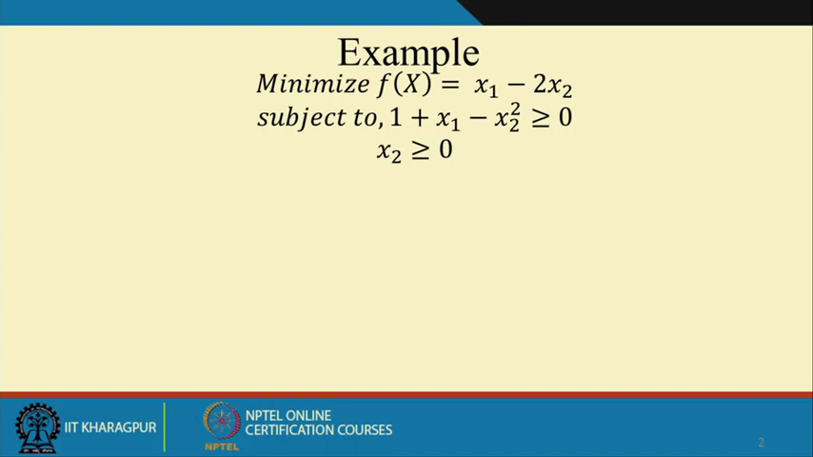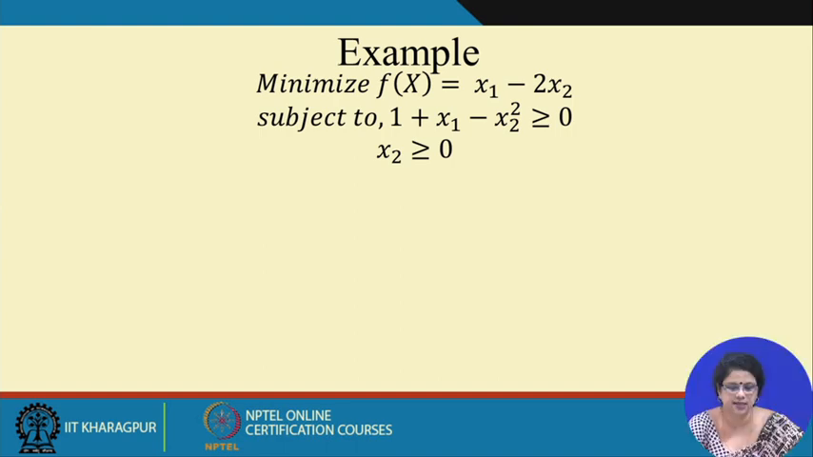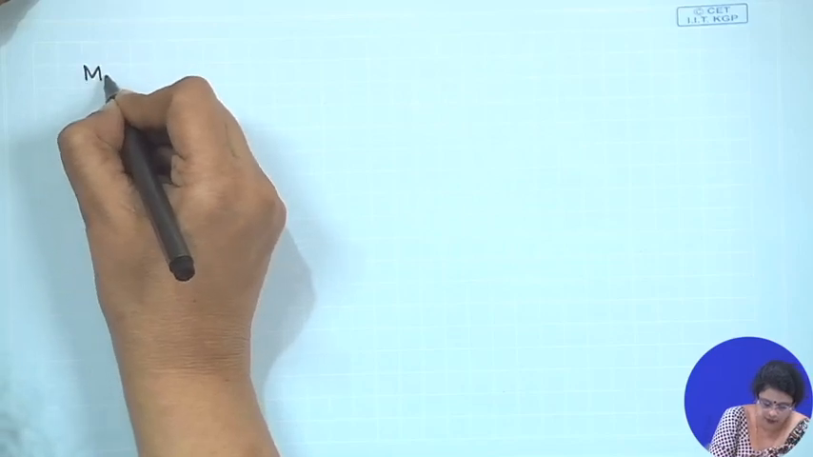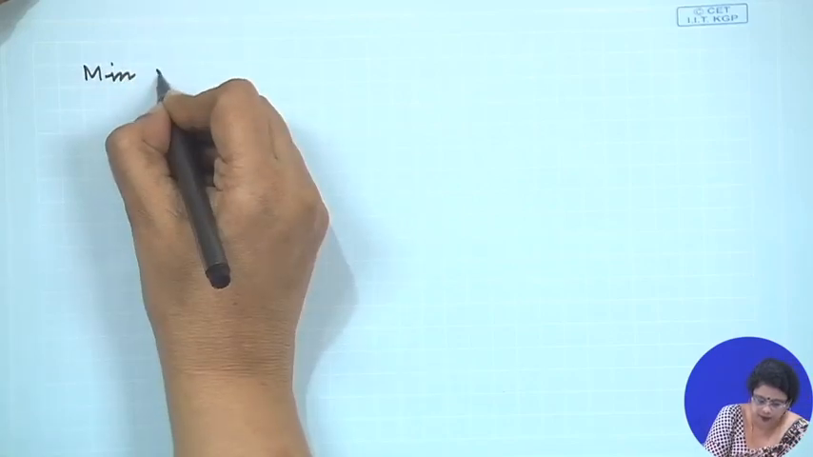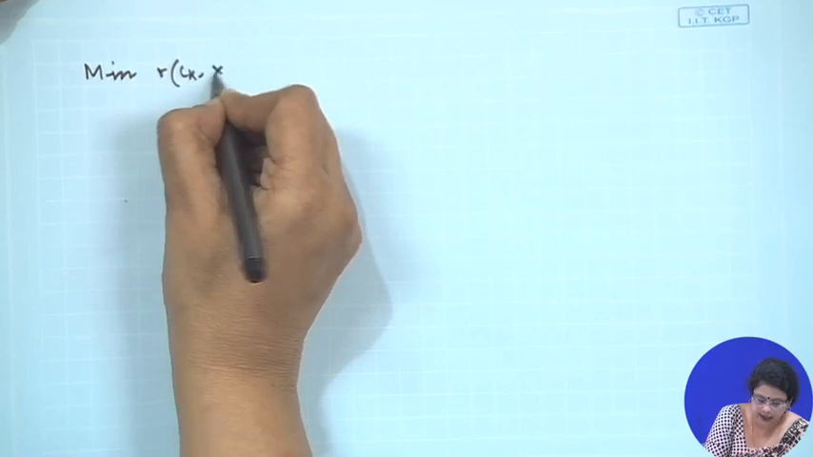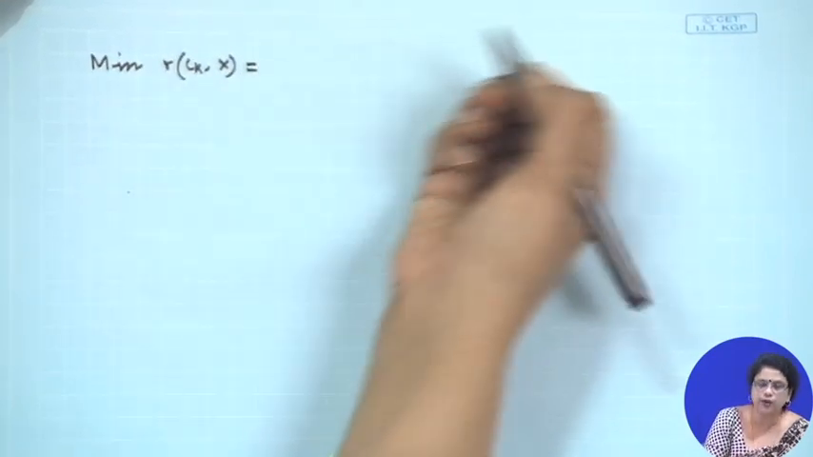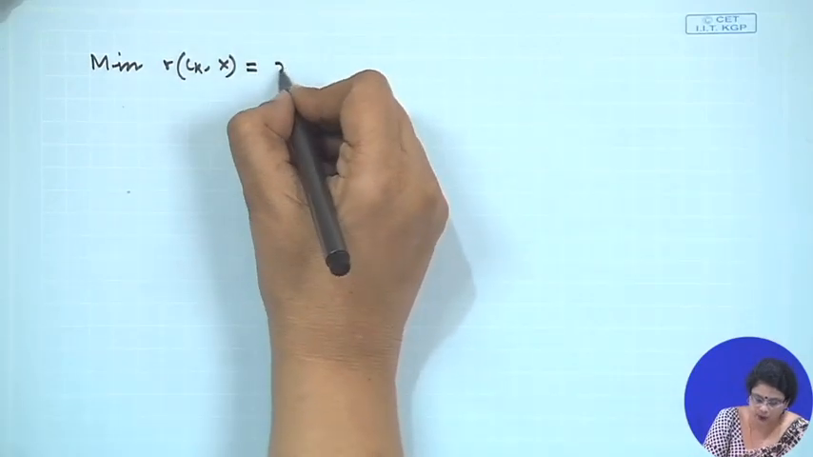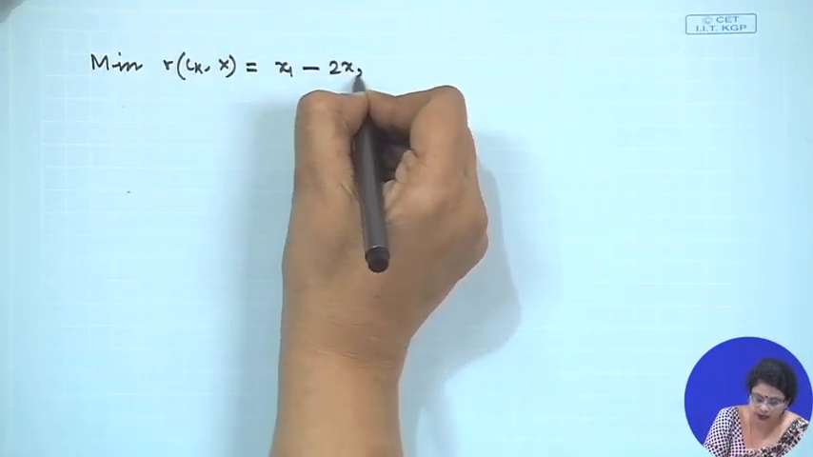Now, this example I was just mentioning in the previous class, and I hope you have done the solution of it. Let me just do the solution for this and you check whether you have done it correctly or not. Now, we have to minimize f(x) = x1 minus 2 x2. We are solving through the interior penalty function method.